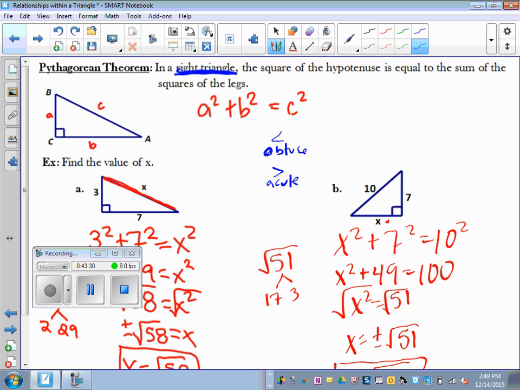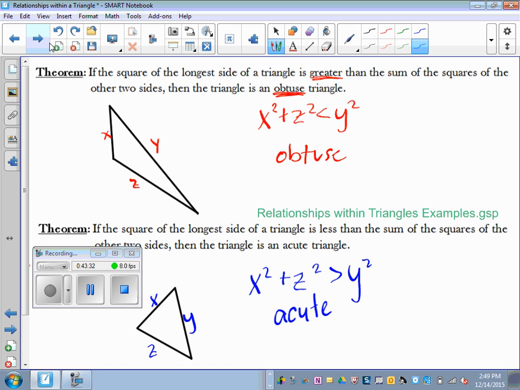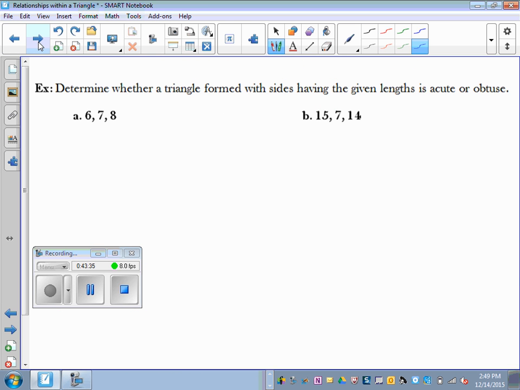Okay, so let's take a look at a couple examples with this. It says determine whether a triangle can be formed with sides having the given lengths is acute or obtuse. So they gave us our three sides, and we can use that information from those theorems to decide based solely on the sides given to us, is it acute, obtuse, or right.